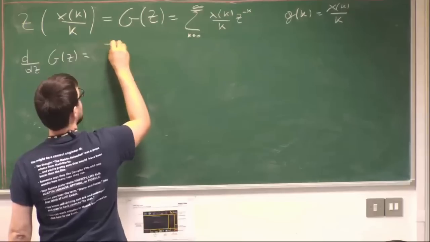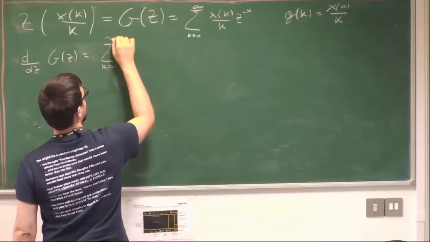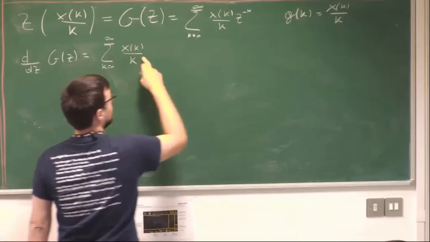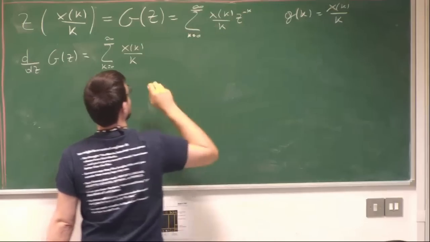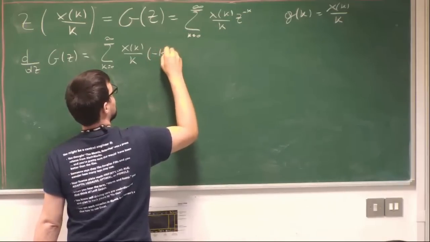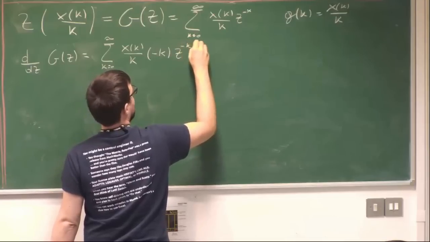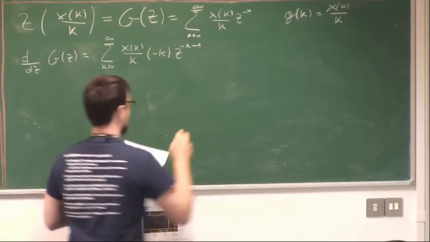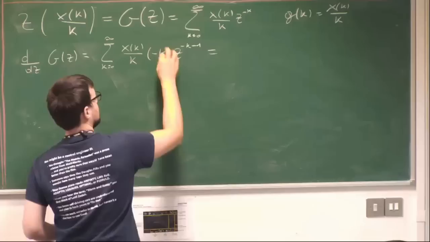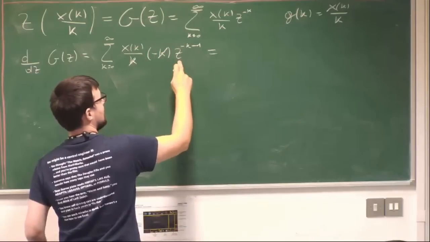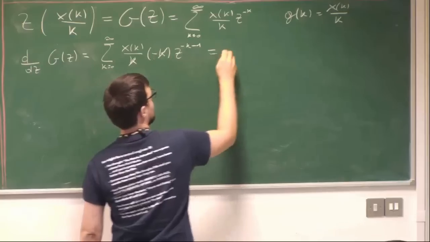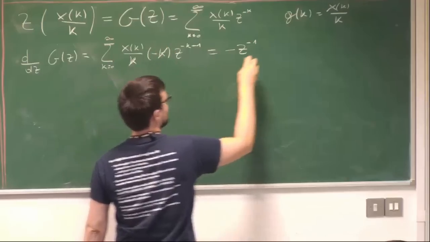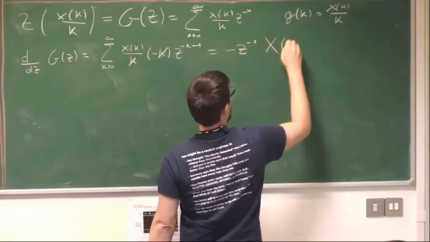So this is equal to the sum with k going from 0 to infinity of x of k divided by k. This is obviously constant with respect to z, and what is not constant with respect to z is z power minus k. So the derivative of that is minus k times z power minus k minus 1. Okay, and this k will simplify. So this k and this k simplify, and we can bring the z power minus 1 outside. So the minus outside, z power minus 1 outside, and then what is left inside is just the z transform of x of k.